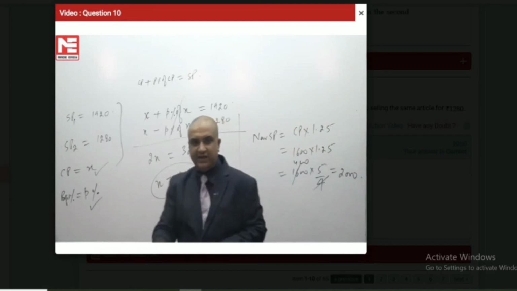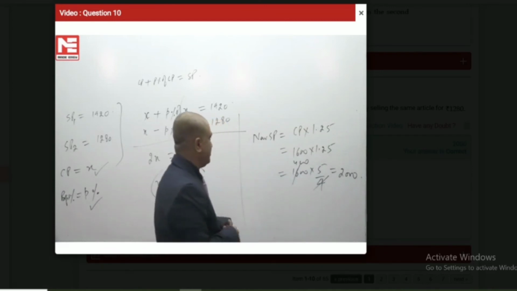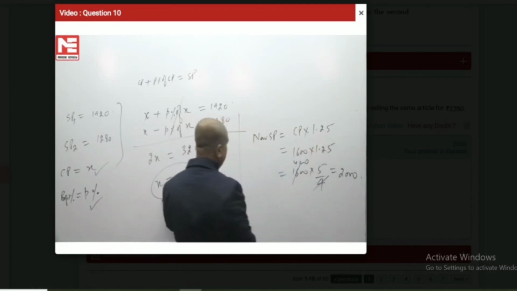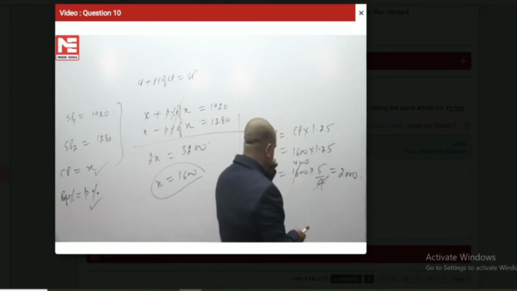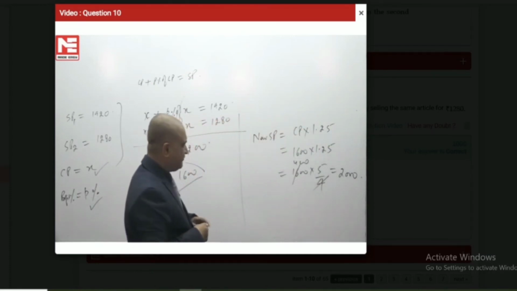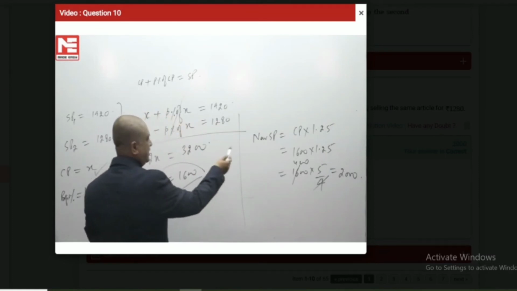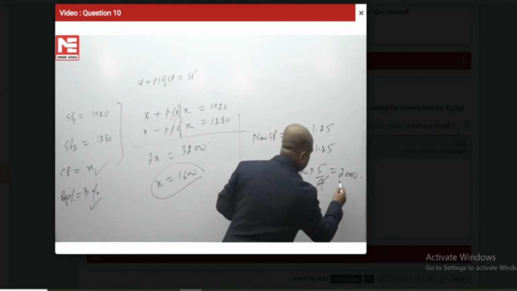In order to make a profit of 25%, this CP has to be multiplied by 1.25, because we want to make a profit of 25%. New SP should be equal to rupees 2000.